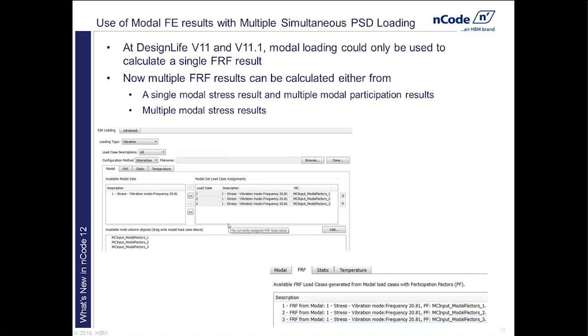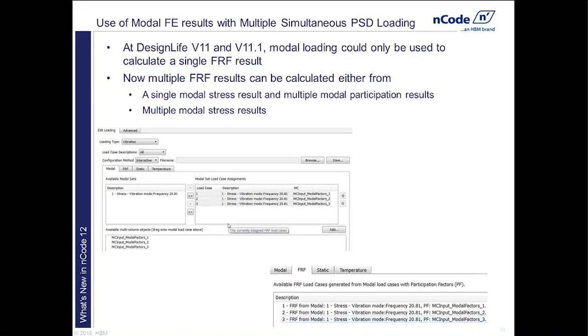Secondly, in terms of changes, we've added more functionality to the vibration solver. Up until version 12, if you wanted to do multiple simultaneous PSD loadings, you could only do that from an FRF calculation. This meant you would need quite a lot of data from your FE file, as it would be quite large. We introduced the possibility of modal loading for the single application of a PSD at version 11, and now this has also been added for covering multiple PSDs.